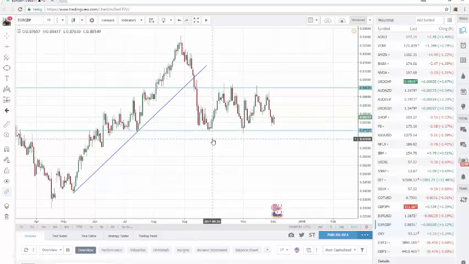I picked this one for a reason, because the euro dollar is actually trending. We saw the correction and it looks like the trend is continuing now. This one was trending to the upside as well. We saw a correction, but for some reason this pair seems to have some difficulty breaking back up again.